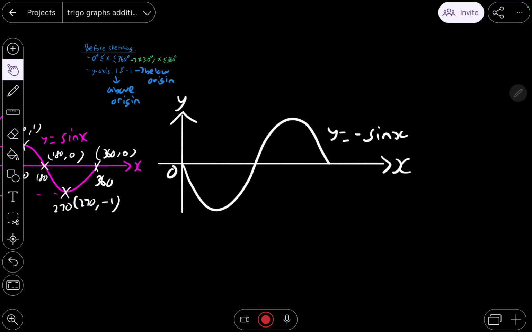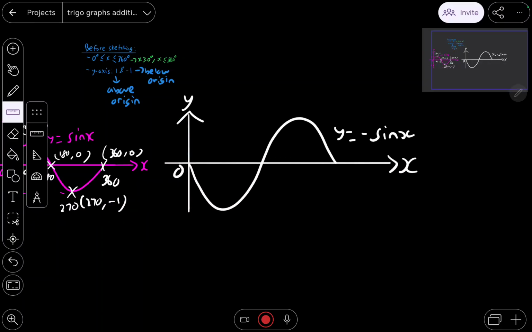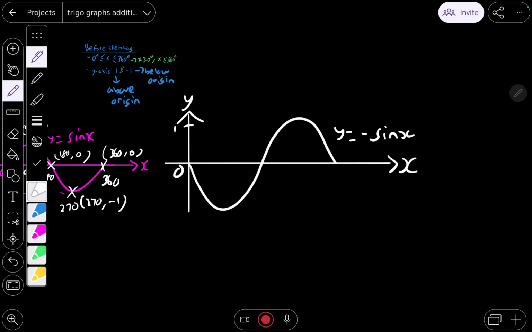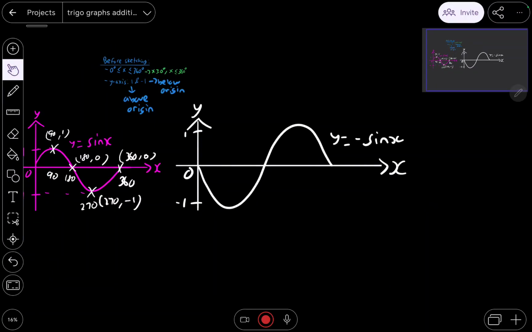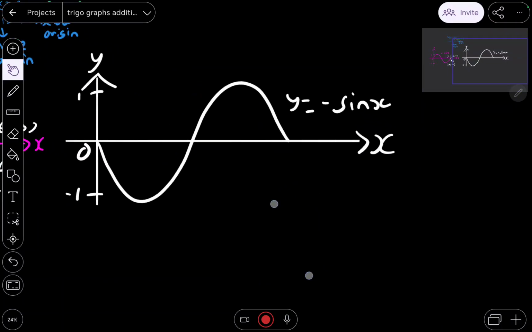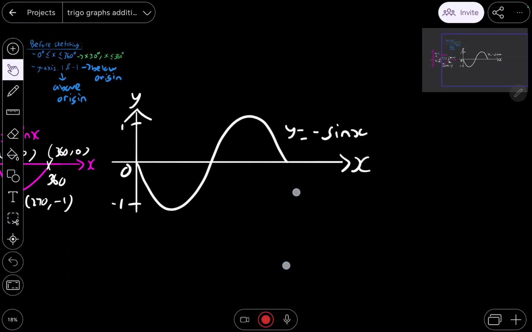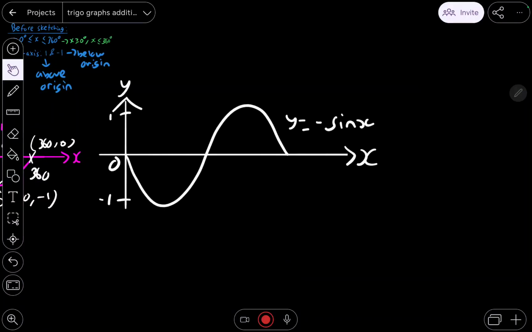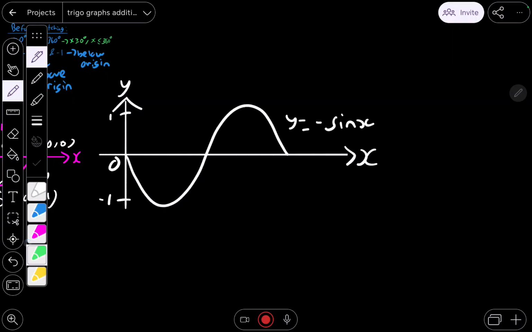Always remember your 1 and your negative 1. I'll just have to extend my y-axis a bit. So what do we know here? Our coordinates: x must be more than or equal to 0 and less than or equal to 360. Super sorry about that. Let's label our coordinates. We have 4 coordinates as usual. This is 90, 180, 270, and 360 degrees.